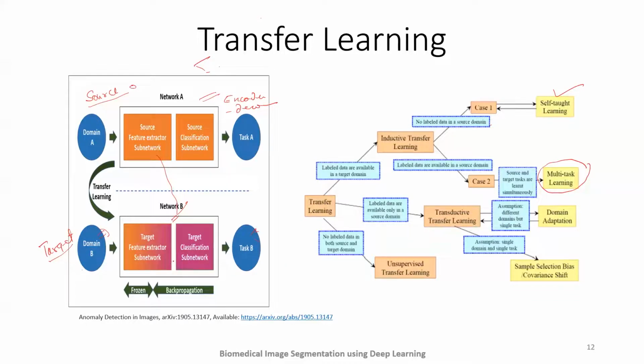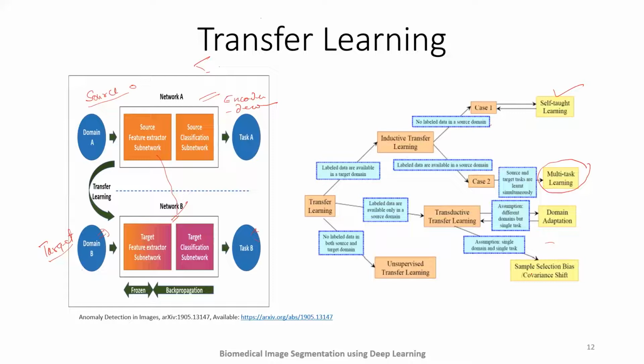Another case where there is a different domain, and in the source domain labels are available, but here no segmentation is available. In that case, domain adaptation could be performed. Further, based on the availability of labeled information in the data sets, we can categorize the whole setting of the problem as self-taught, multitask, domain adaptation, and sample selection bias.